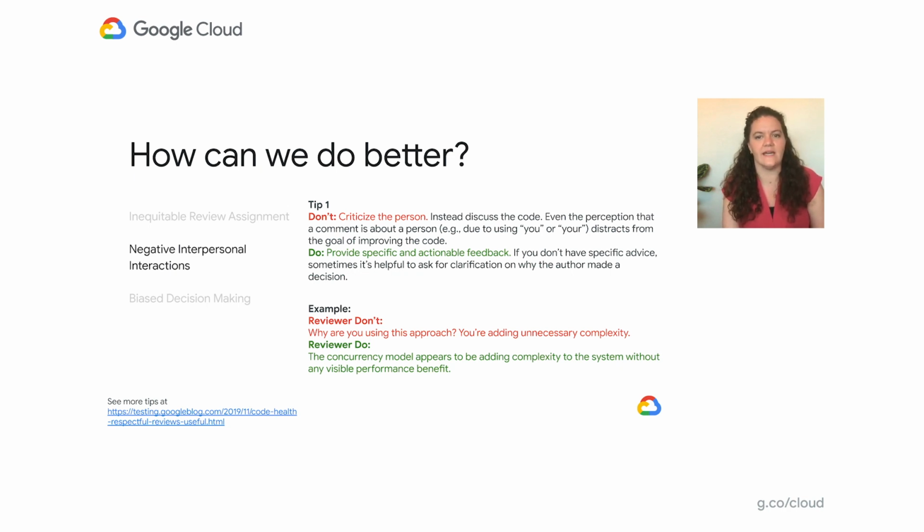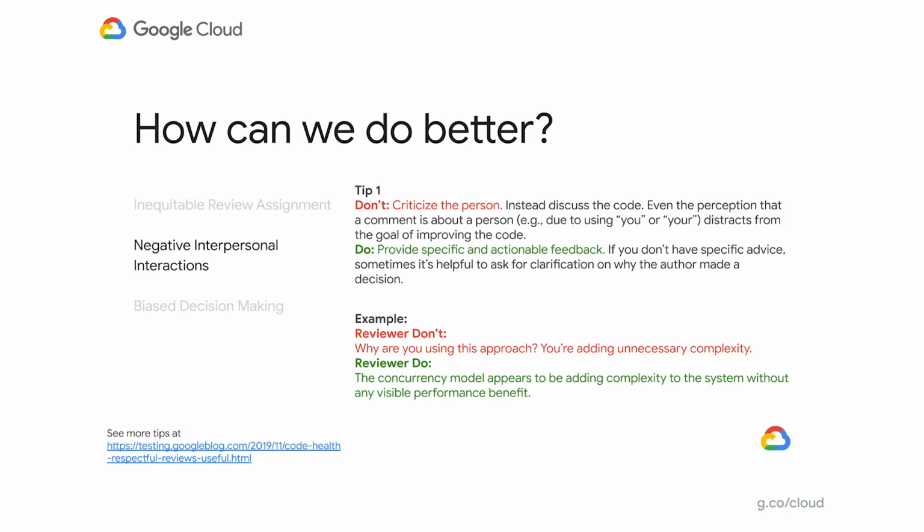The initial comment we're looking at was, "Why are you using this approach? You're adding unnecessary complexity." We can revise the comment to remove the "you're" and focus on the specific concern around complexity and readability. The revision of the comment is, "The concurrency model appears to be adding complexity to the system without any visible performance benefit." This revised comment removes the "you're" reference and is more specific about how the code could be improved. This leaves an opening for the author to write back with a revised approach or the opportunity to clarify if the implementation is an optimization. This kind of positive interaction sets the tone for a collaborative coding environment and more motivation to make changes in the future.